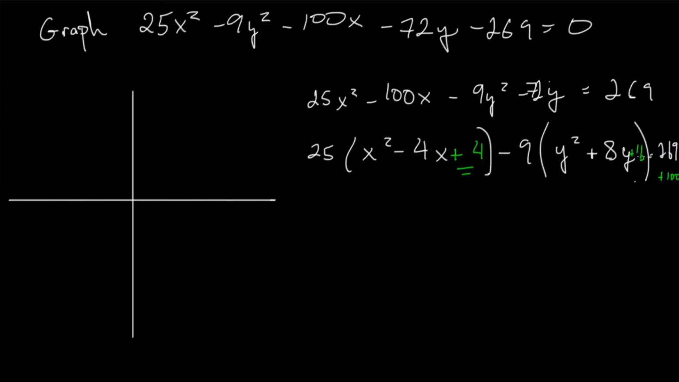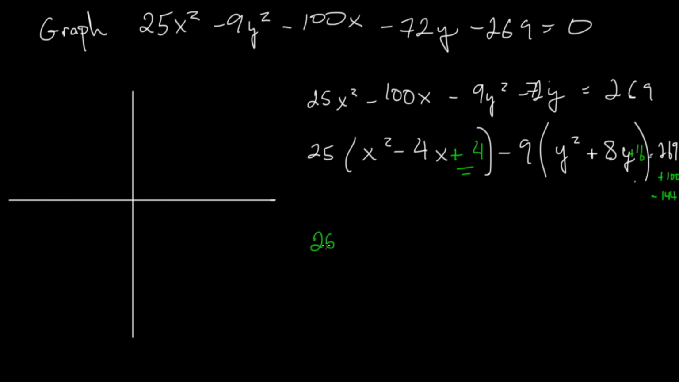And so I've added not 16, but negative 9 times 16. Negative 144 to the left-hand side. So I need to add negative 144 to the right-hand side. Be careful there. We're not adding 16. We're not adding 4. We're adding 25 times 4. Negative 9 times 16. All right. And with that said, we've now completed the square.